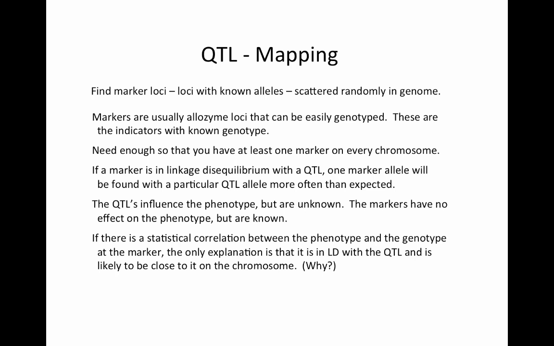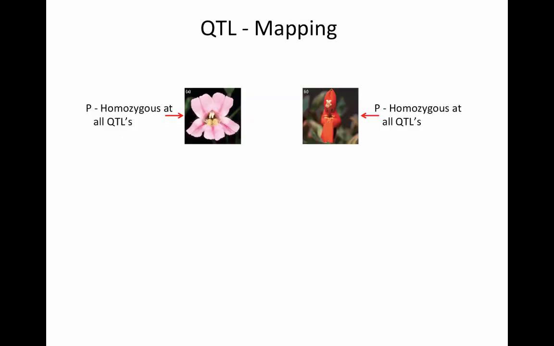The actual level of gas in the tank you can think of as being like the QTL. That's what's actually causing the effect. The phenotype in this case would be whether the car is moving or not. It's the actual QTL that's causing the phenotype. It's the actual level of gas in the car that's responsible for whether the car is moving or not. So let's take a look at how they did this.